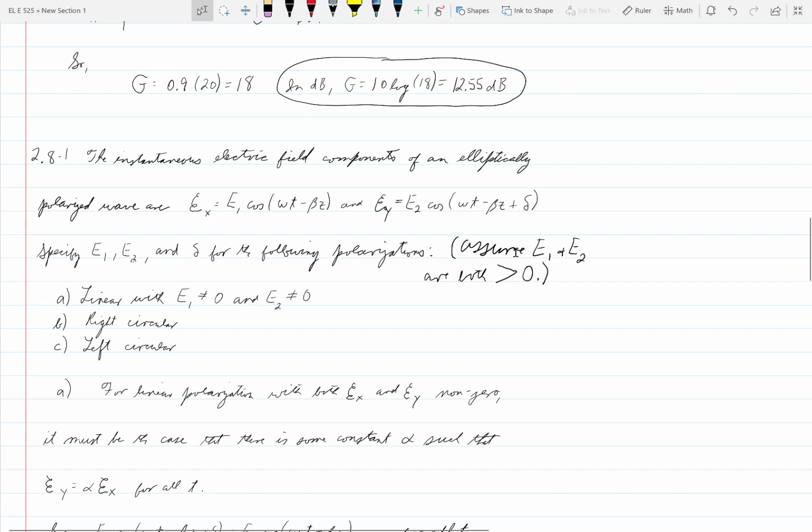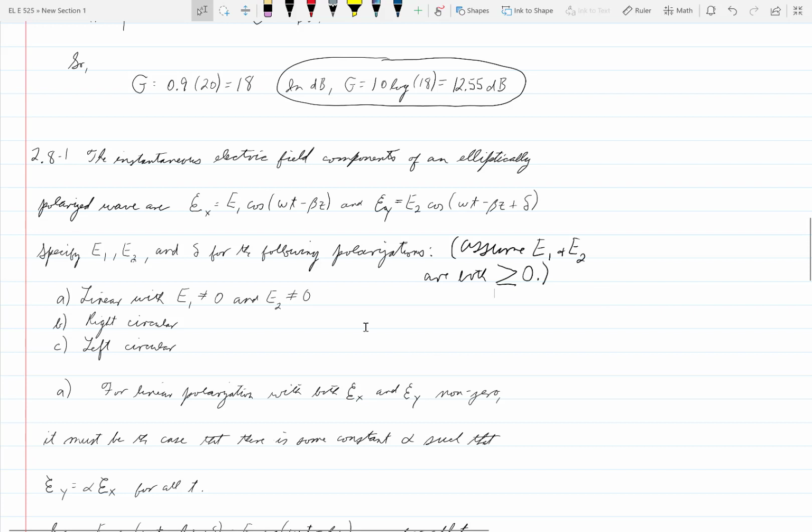In all of this, we'll assume that E1 and E2 are both greater than or equal to 0. We won't consider the case of either one being negative, because that could be taken care of by adjusting the arguments inside the trig functions. So we'll just assume that E1 and E2 are both non-negative.